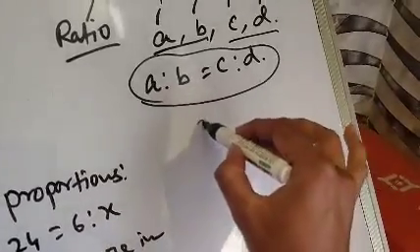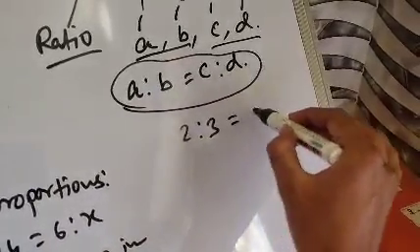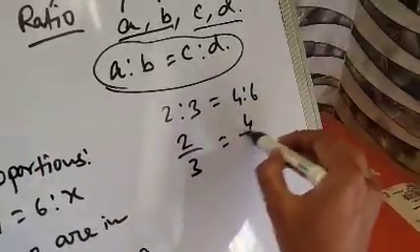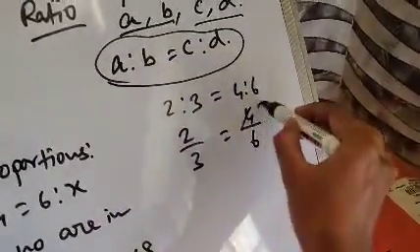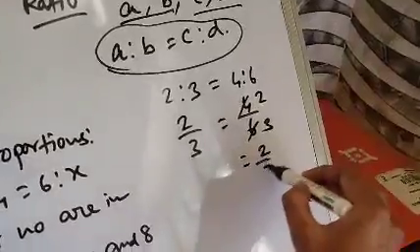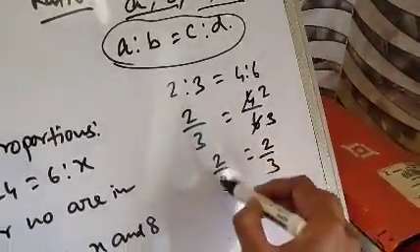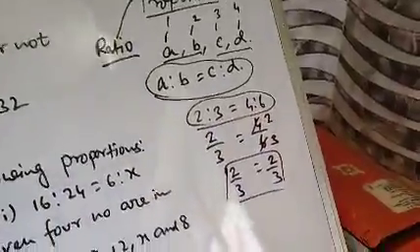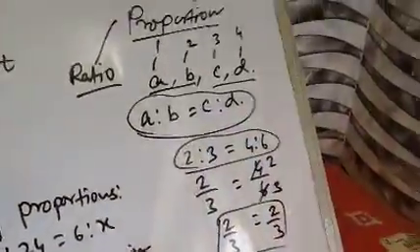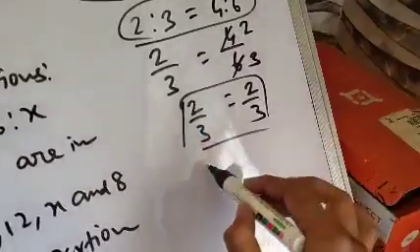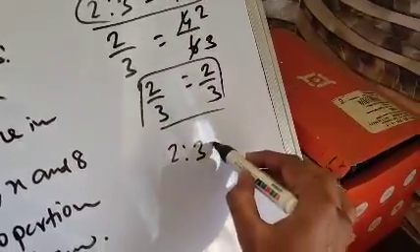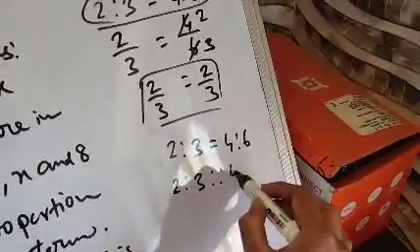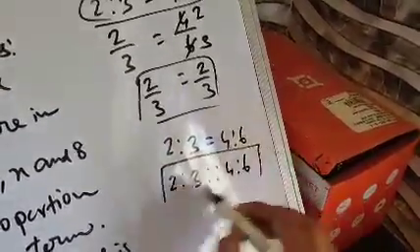That means 2:3 will be equal to 4:6, because 2:3 means 2 by 3 and 4:6 means 4 by 6. If you reduce, it is also equal to 2 by 3. So 2 by 3 is equal to 2 by 3. That means we can say that these ratios are in proportion, because both the ratios are equal, and the proportion is written like this. If 2:3 is equal to 4:6, then we can say that 2:3 proportion 4:6. This is the expression of proportion.